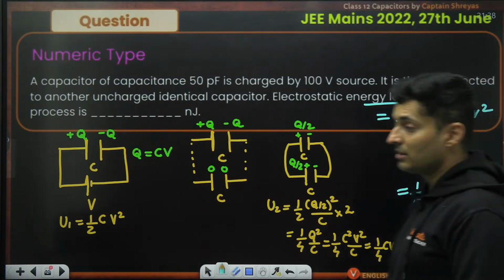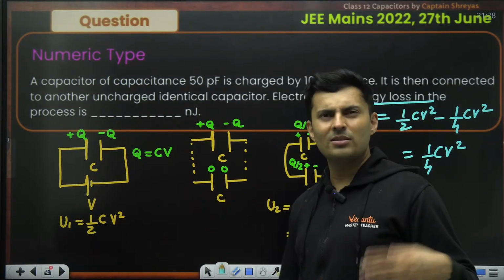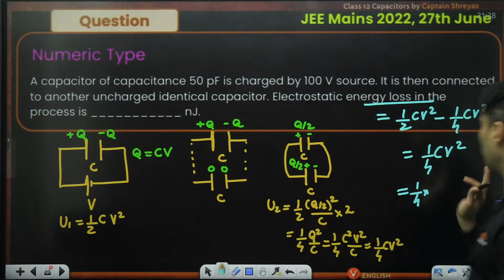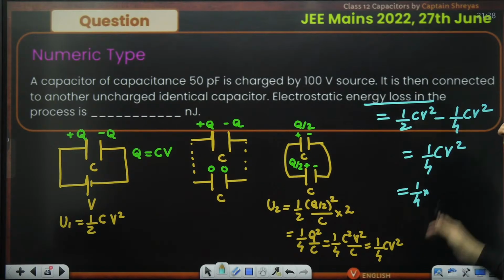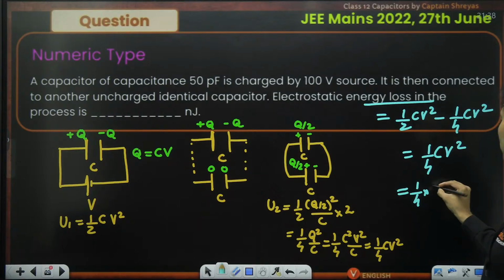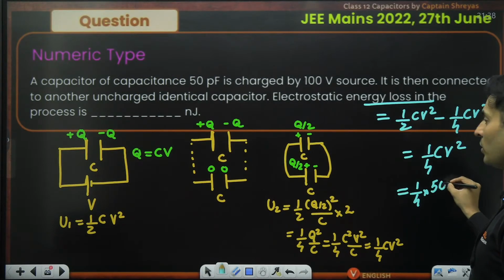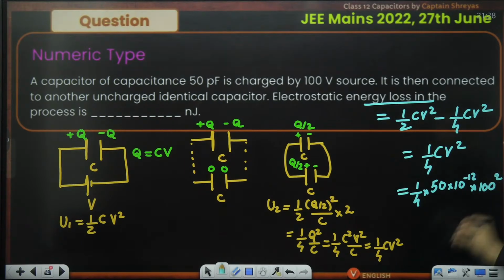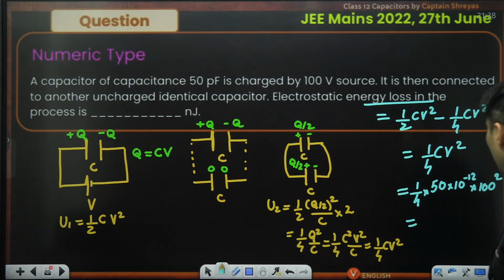So the best part is throughout the problem, I didn't substitute the values. I was just waiting till the end till I get a formula to substitute. So I got a formula, not necessary to remember, but just telling you. Okay, so 1/4 into 50 picofarad, so 50 into 10 to the power minus 12 and voltage square. Voltage is 100. So 100 square, guys. Yeah, that's what it is going to be.